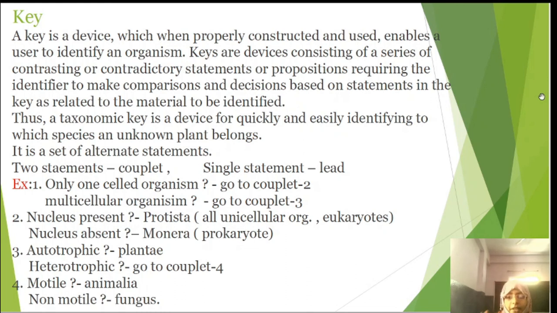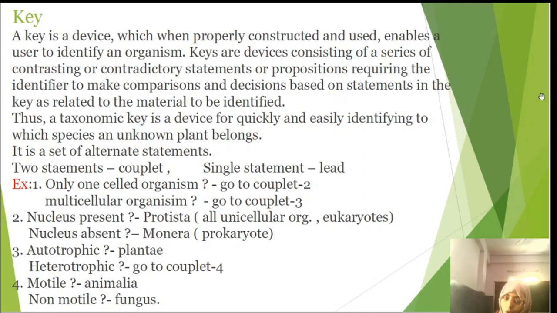Then, for example, if the nucleus is present, then it is a unicellular organism. You can identify it and keep it aside. If the nucleus is absent and you found that it is a prokaryote, then you need to go to couplet number 3. Okay, then go to couplet number 3.